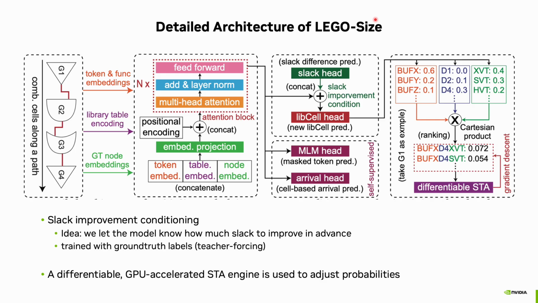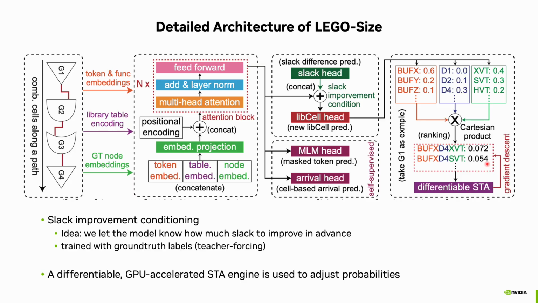But during inference, we use the predicted slack conditioning value, slack hat, to condition the model to infer the library cells. And finally, the dashed box on the right shows a detailed illustration of how we construct the final library cells. Since our model is operating on token basis, each prediction of a token is governed by a probability distribution over its valid options. We thus apply a Cartesian product for every 3 tokens along a path to reconstruct the probability distribution of the final library cells.